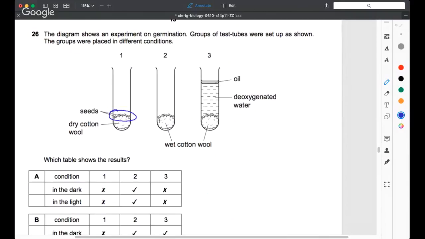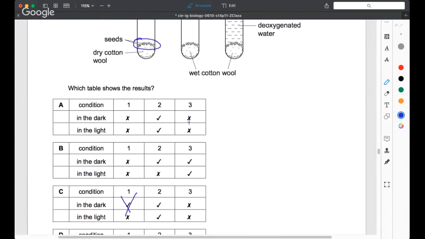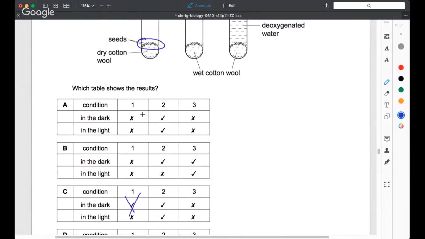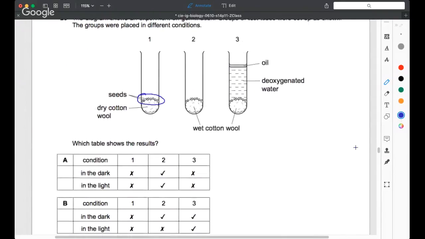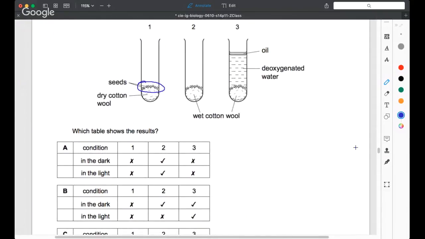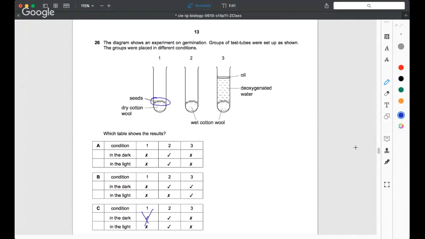2, wet cotton wool. In wet cotton wool, if the seeds are kept in the dark, they won't have any energy from photosynthesis, and so they won't be able to grow. But they will be able to germinate. So you don't have any energy for letting them grow, but they will be able to germinate initially using the energy stored in the seed.